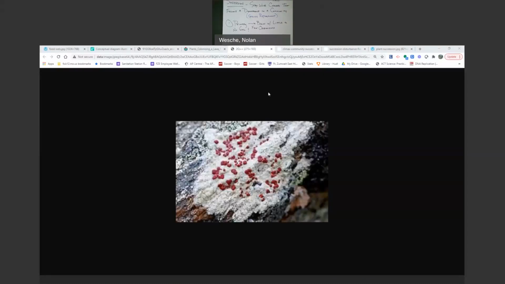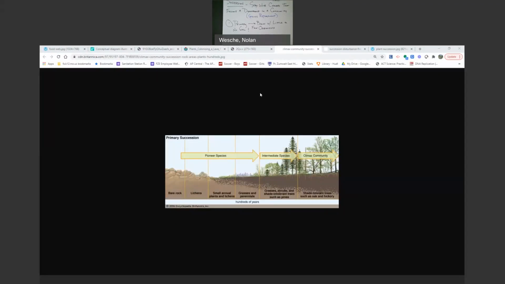Here's a picture of what these lichens look like. And then we'll show you one other photo here. So here's that primary succession progression from bare rock to lichens. As those things die, they form the very first soil with the sediments, and you can get then annual plants that need to be replanted and reseeded every year.